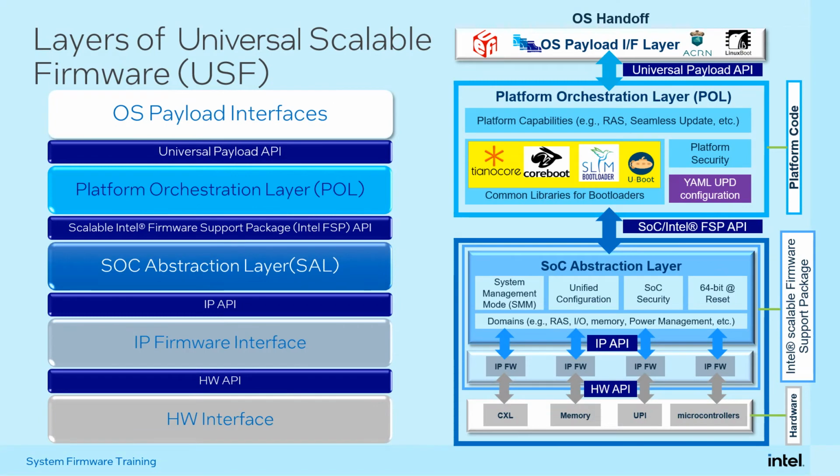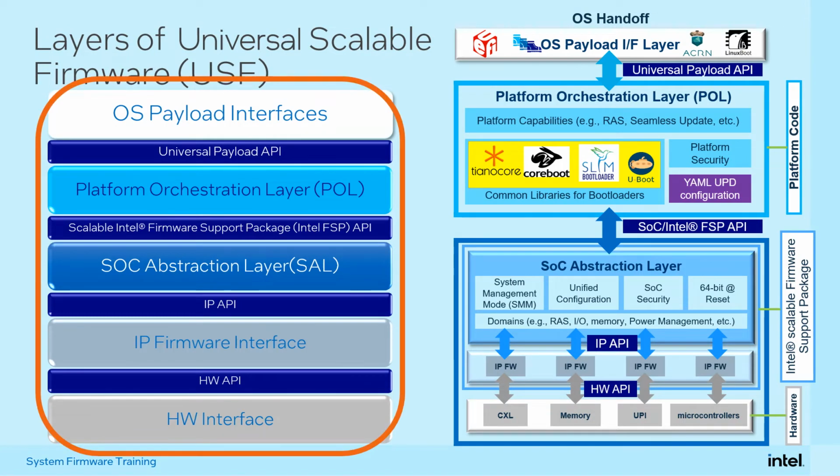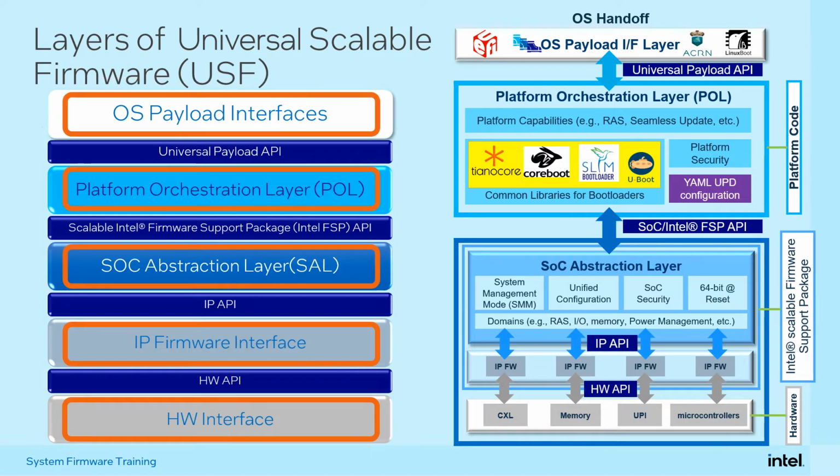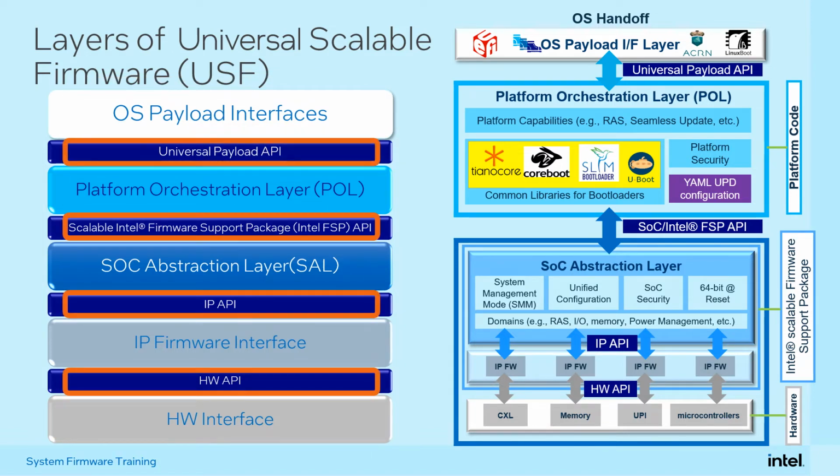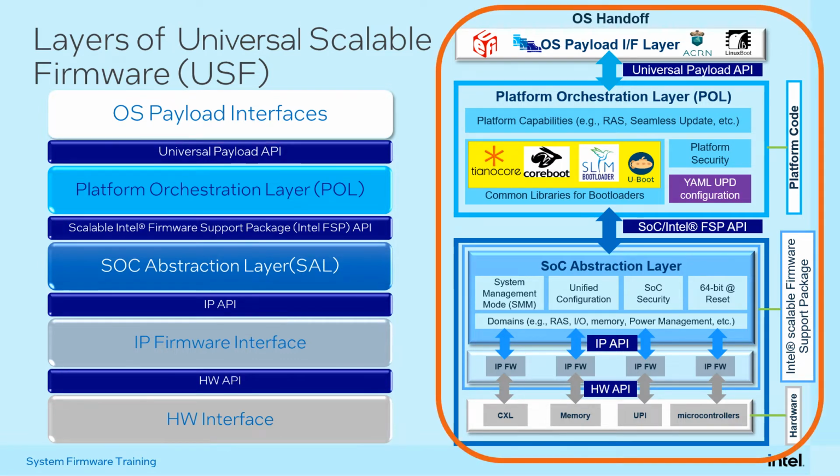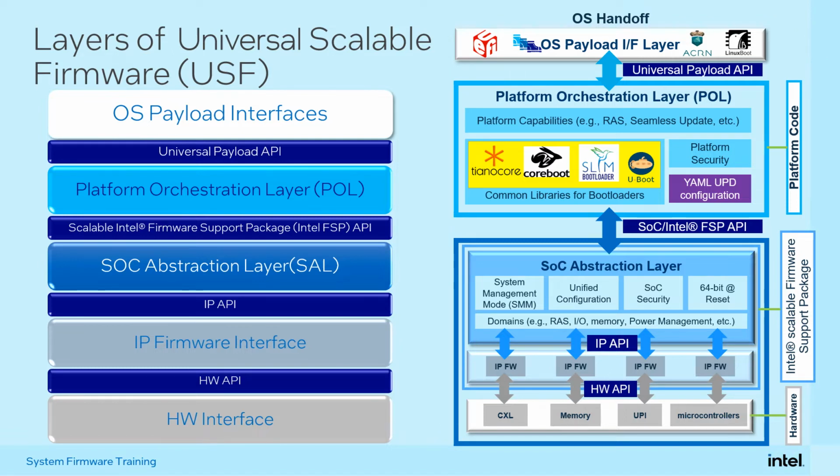We often like to refer to USF as a layered cake. Shown here on the left, you can think of the different interfaces and code bases as the layers of cake, and the corresponding API layers as the frosting that binds one layer to the next. On the right, you can see the ingredients that make up each of the cake layers. So let's briefly go over the construction of our cake.